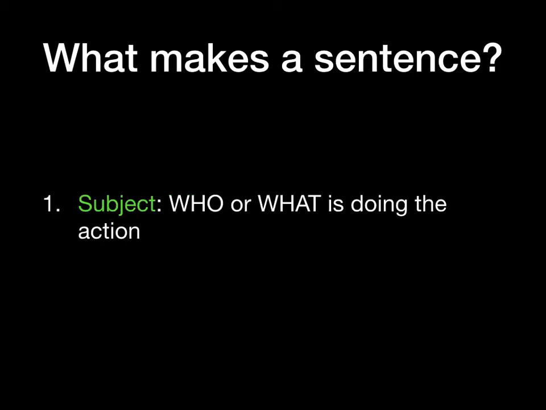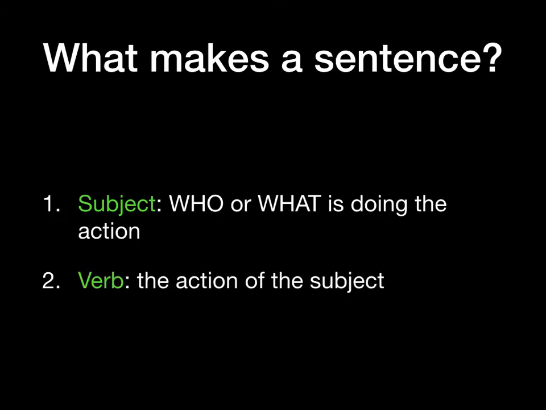All right, so if you have to have a subject, who or what is doing the action, then what's the second necessary component of a sentence? You guessed it. If the subject is the who or what doing the action, then we need an action, and we call that action a verb. So you first of all have to have a subject and a verb.